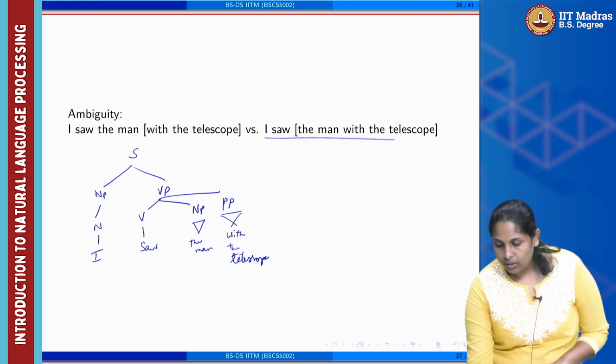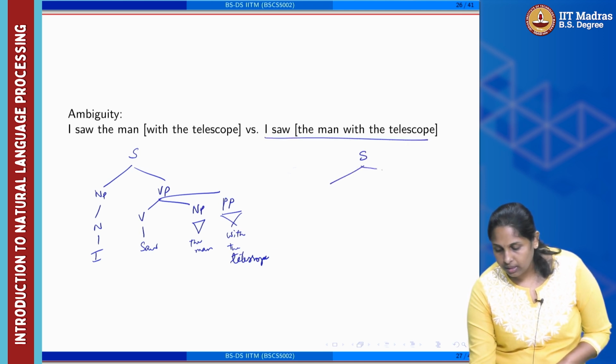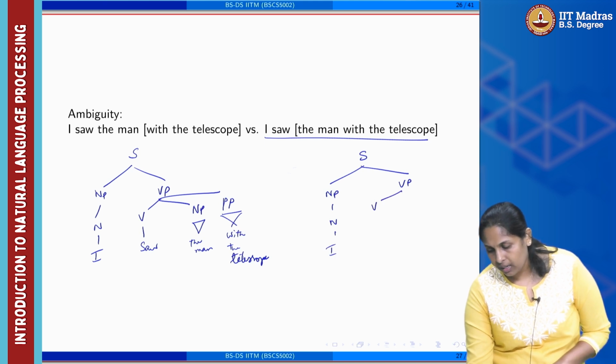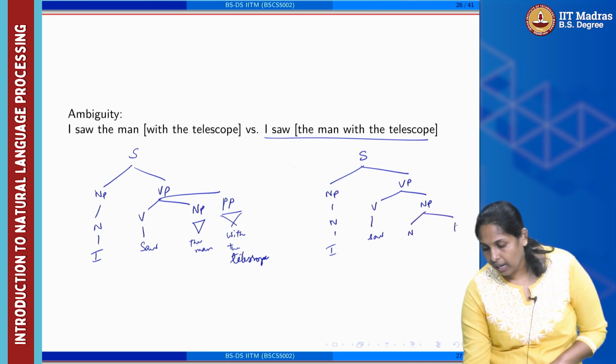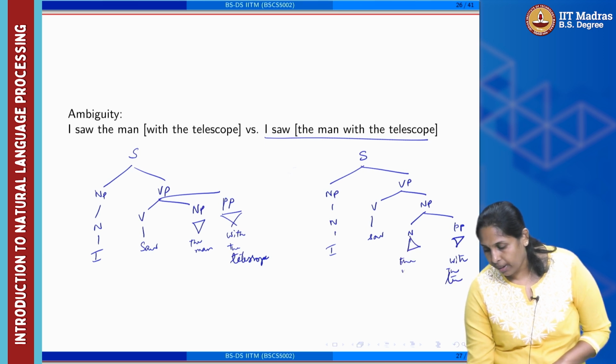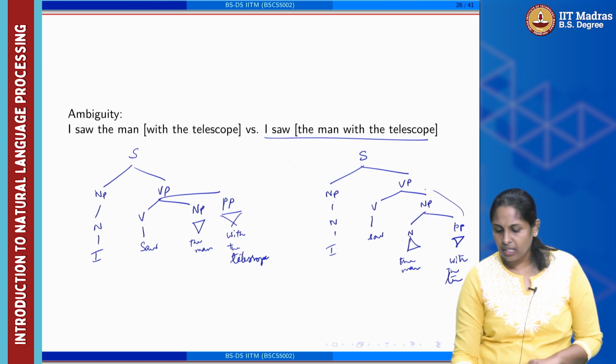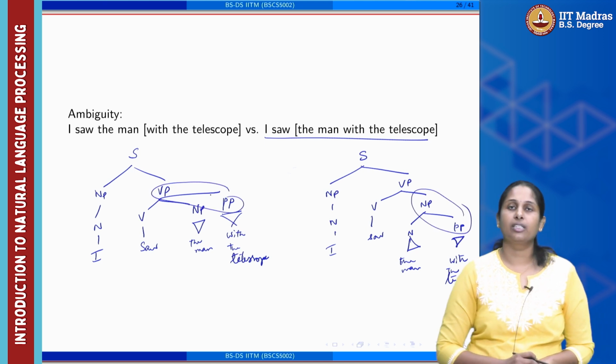And similarly, let's say we are doing another tree for this sentence where there is an NP and a VP, and again NP is an N which is I, and VP is a verb and an NP. This is saw, and let's say this NP branches as N and another PP, and this PP goes into with the telescope, and this NP into the man. Now see, the PP attachment in different places renders two different senses.